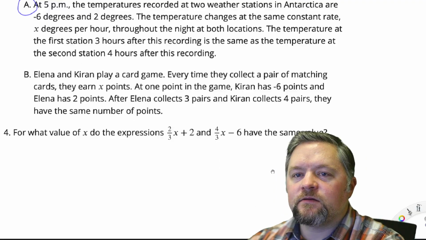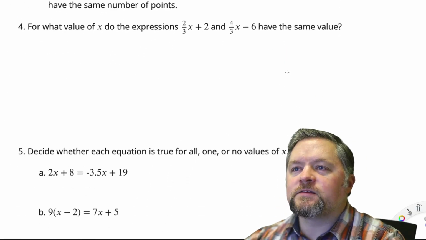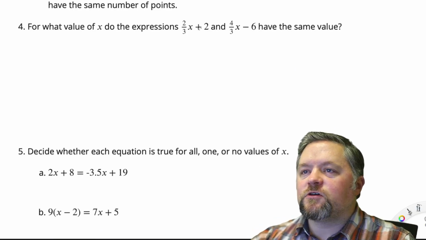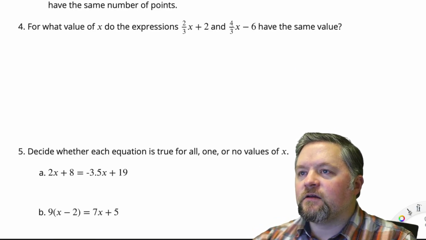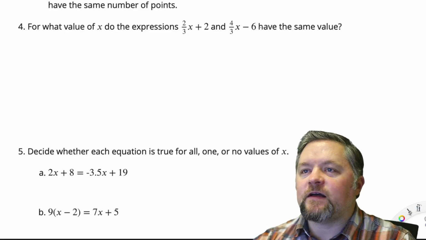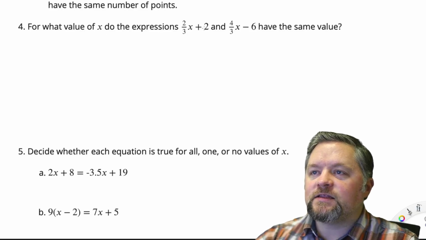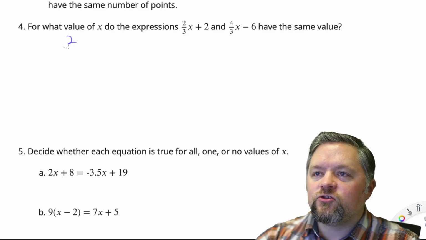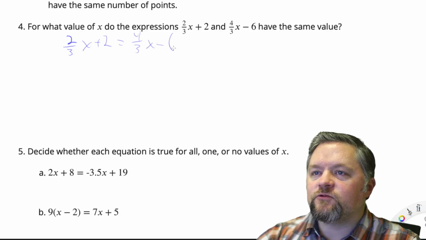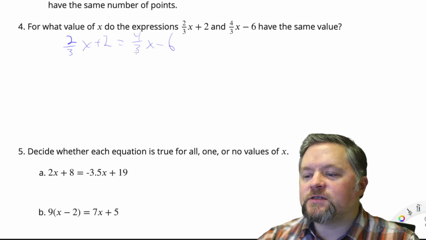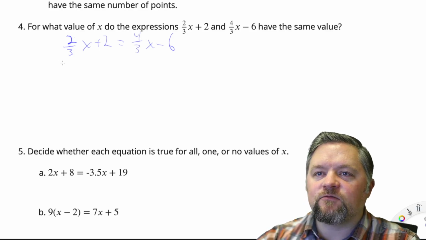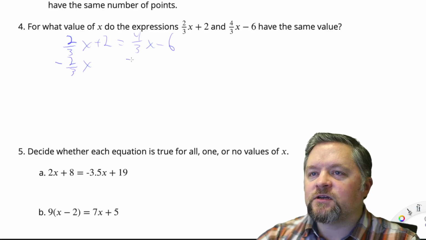Okey dokey. For what value of x do the expressions 2/3 x plus 2 and 4/3 x subtract 6 have the same value? Same value means they're equal to each other, right? Let's set them equal to each other. 2/3 x plus 2 equals 4/3 x subtract 6. Now, I see more x's on the right side, so let's get rid of them on the left. Subtract 2/3 x. Do it to one side, do it to the other.